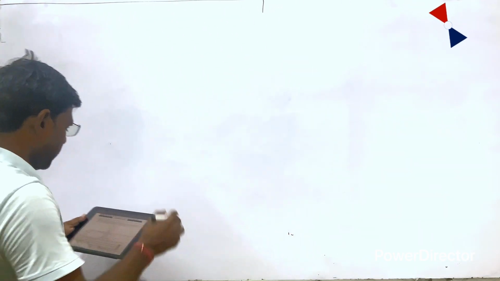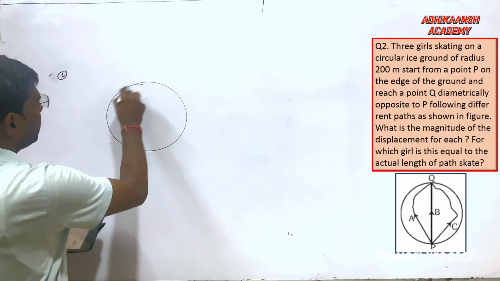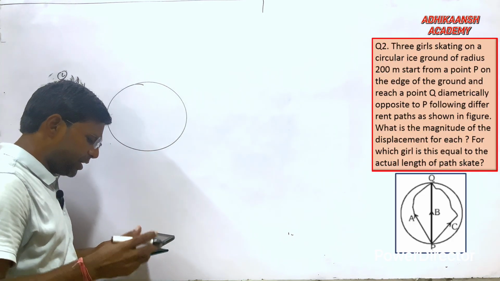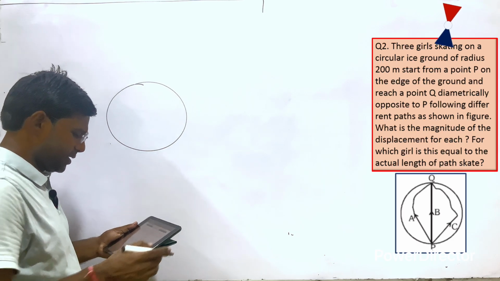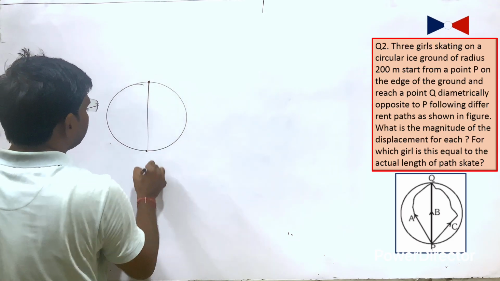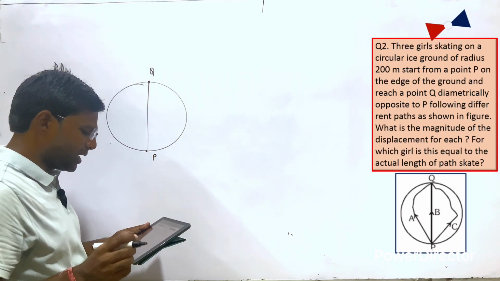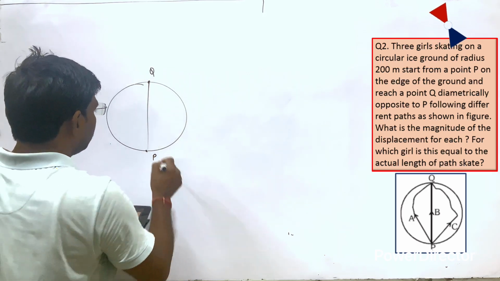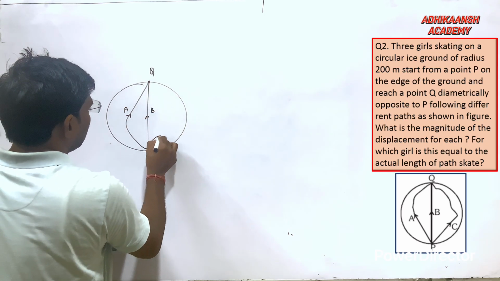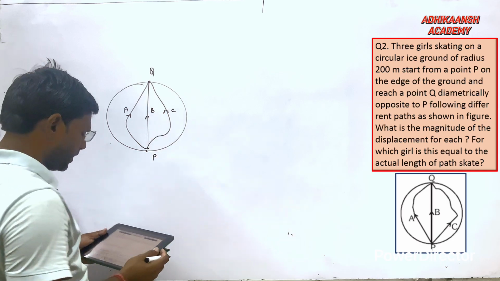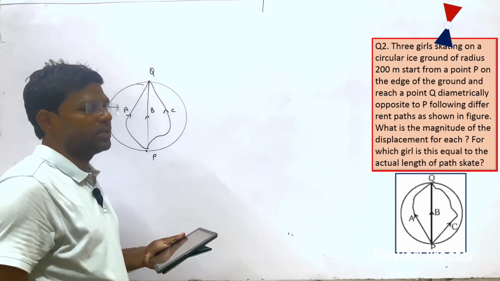Okay, so in question number 2, we have a circle, and you can read the question. The radius of the circle is 200 meters, and this is the starting point P and the diametrically opposite point Q. The three girls have to reach by three different paths. Suppose this is path A, this is path B, and this is path C. Are you getting or not? So they are asking what is the magnitude of the displacement for each.